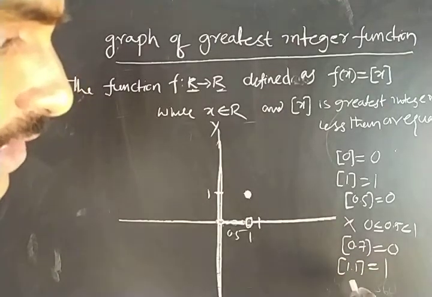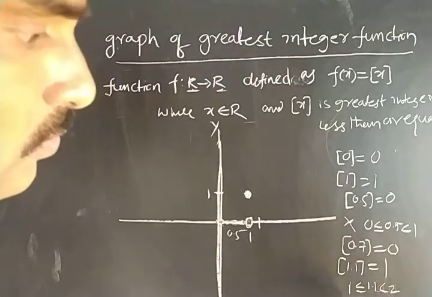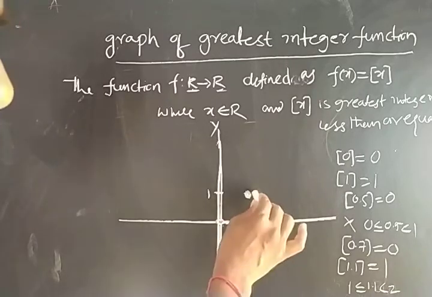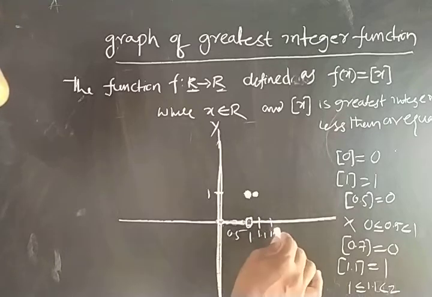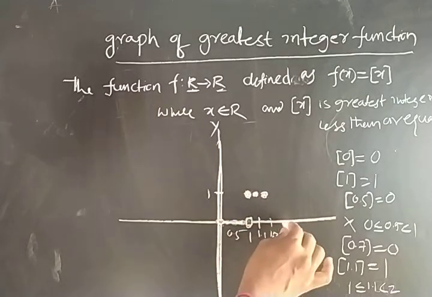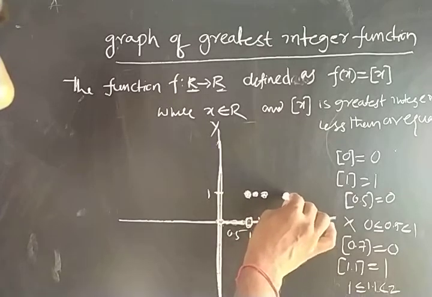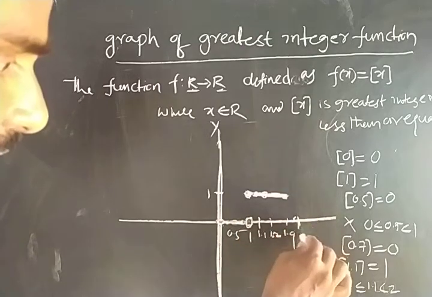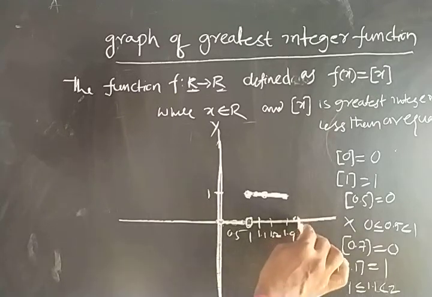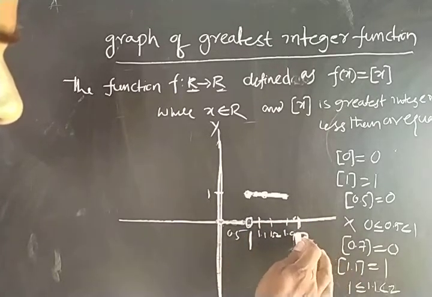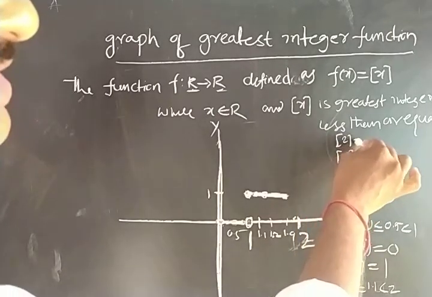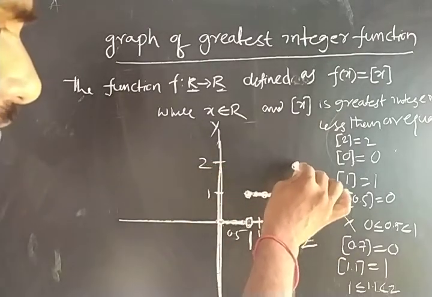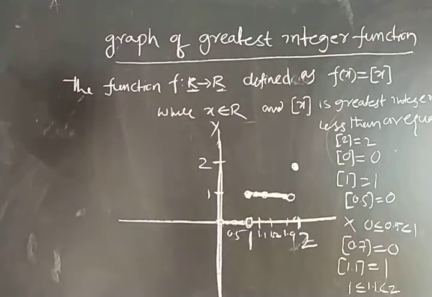After 1, suppose I am taking 1.1. Its image is 1, because 1.1 lies between 1 and 2, so we should take the left-hand side integer 1. Taking 1.2, its image is again 1. Taking 1.9, its image is again 1. By adding all these points, you will get one line. But at 2, the image is 2, so we don't have the image here; we will have the image at 2 here. Understood?